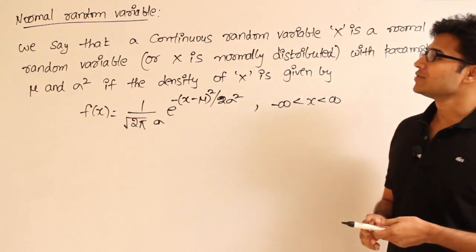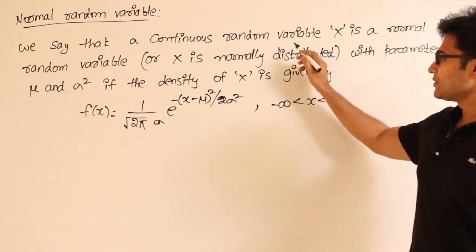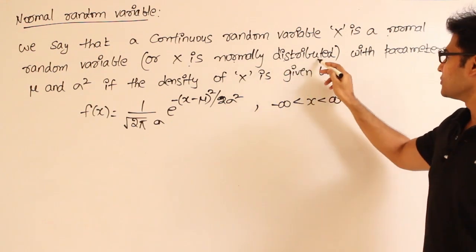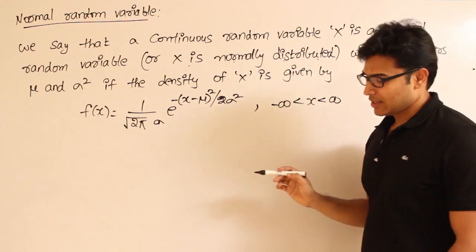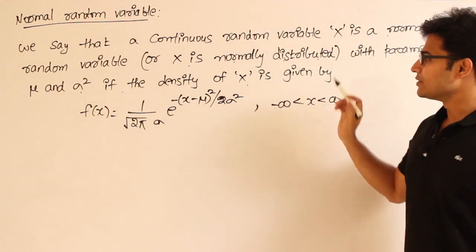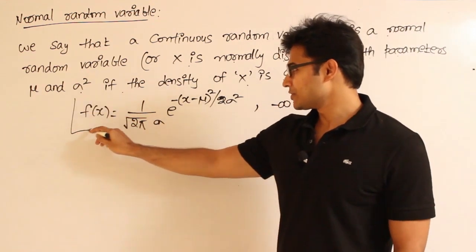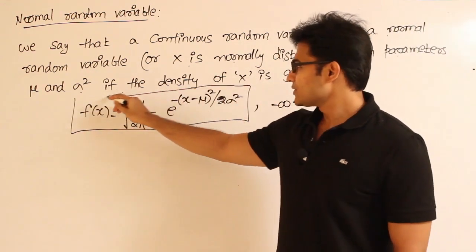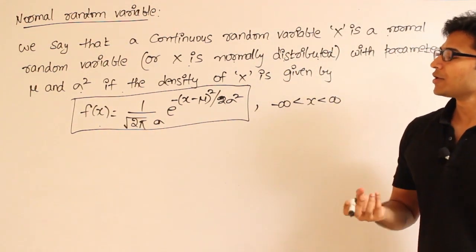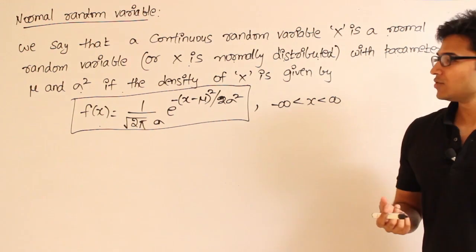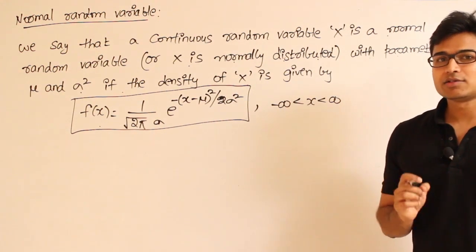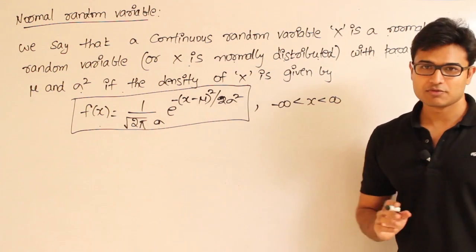See this? So we say that a continuous random variable capital X is a normal random variable, or capital X is normally distributed with parameters mu and sigma square, if the density of X is given by this, which means this is the probability density function. If you see that f of x is given by this function, then we can say that that particular variable is a normal random variable. There are no questions that have been asked on this till now, but in case they ask, they might ask you the question about what is the distribution function, right?